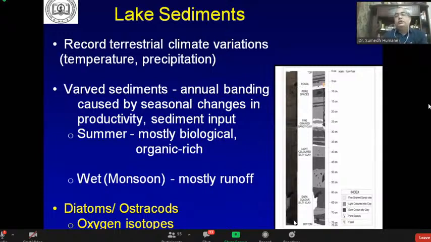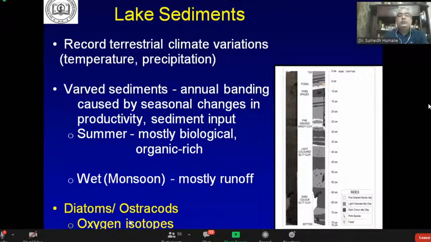This is from our central Indian lake. You can see the well-developed annual banding. This is caused by seasonal changes in productivity and variation in the input of sediments. Mostly in the summer you have a biologically and organically rich deposit, whereas in the monsoon you have mostly runoff deposit. You can see this very clearly here.